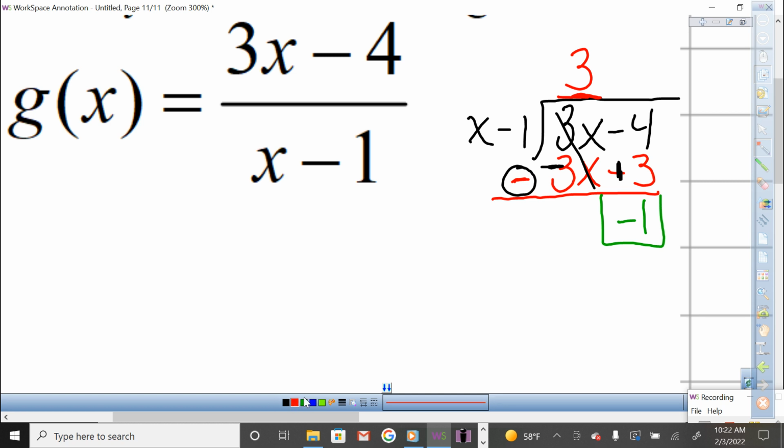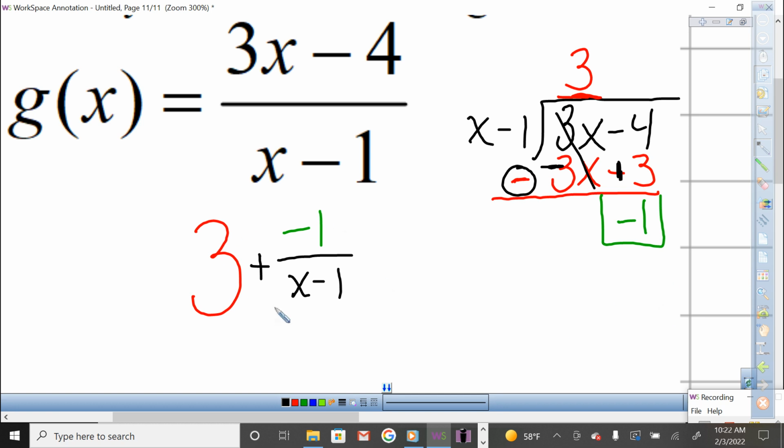Okay, question. How do we write this? Well, our answer is 3 plus what? What's our remainder? Negative 1 over x minus 1. Yes. You're like, okay. All right. Is everybody following up to right there? Yes? So far so good?